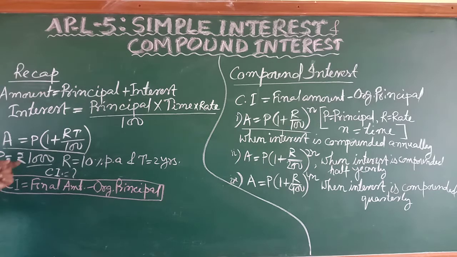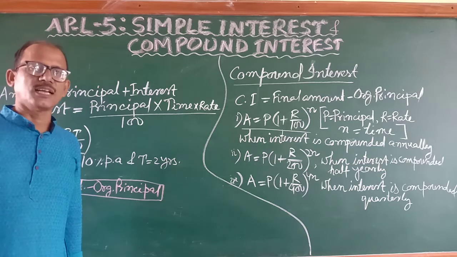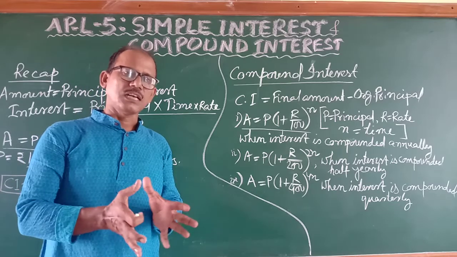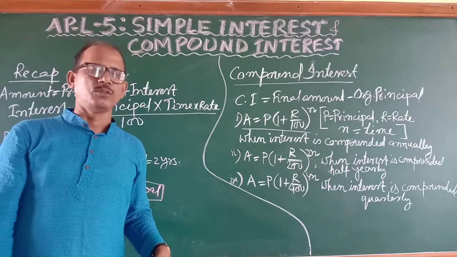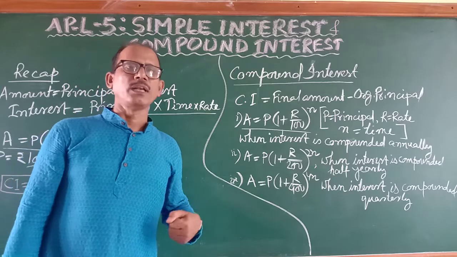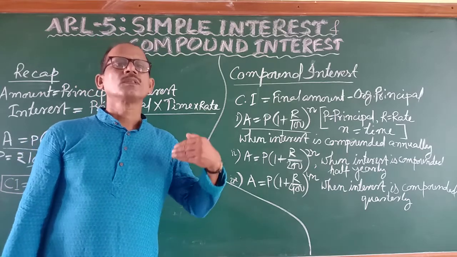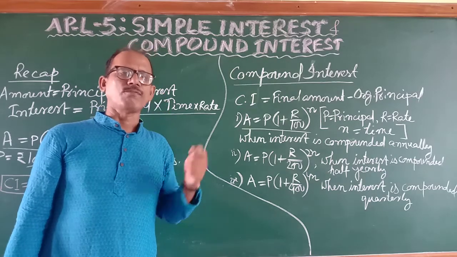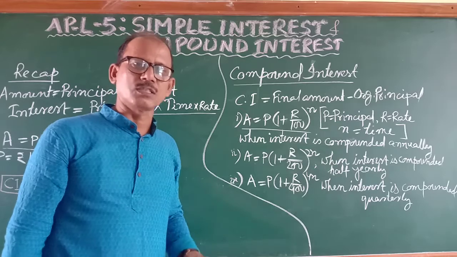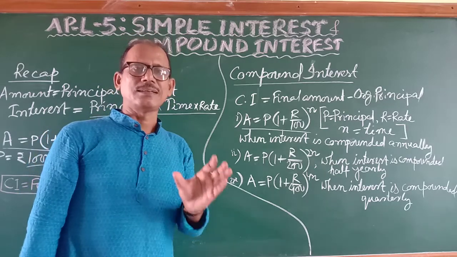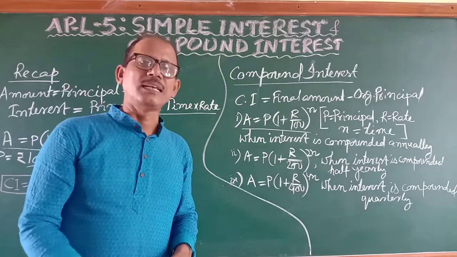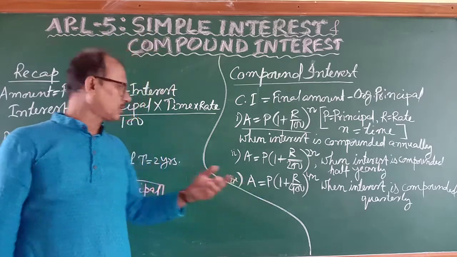Okay, now move on to compound interest. The difference from simple interest is that the interest you get every year is also added to the capital value, that is the principal amount, and that becomes the new principal of the following year. If it is 2 years, for each year you calculate the interest by the simple interest procedure, PRT by 100. Then that interest amount is added to the principal value, and that becomes the new principal for the following year.